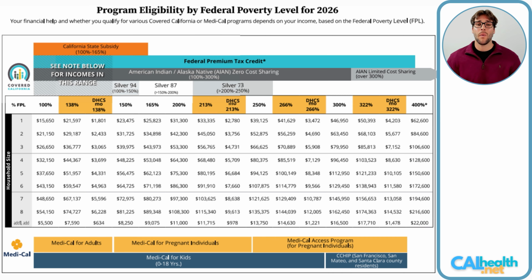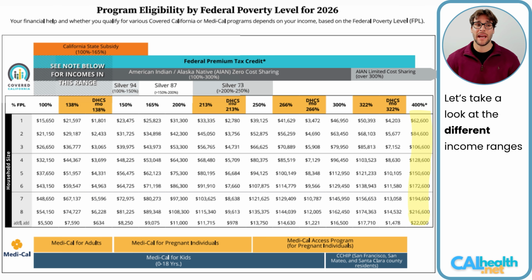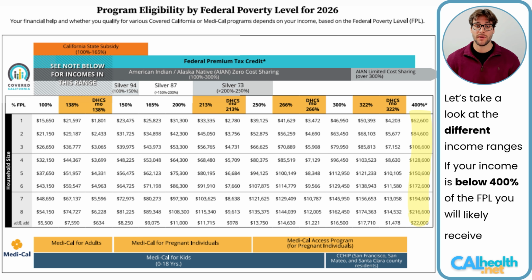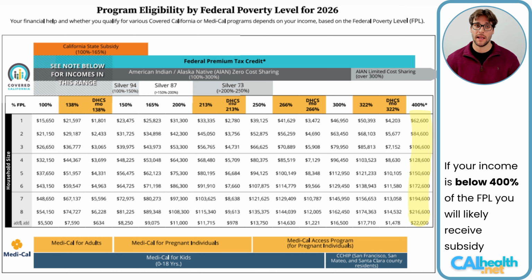So now that we looked at what type of income Covered California is looking at, let's look at the different ranges here in this chart. In 2026, Covered California made it so if your income is below 400% of the federal poverty line, you still receive subsidy. And if it's $1 over that federal poverty line, you completely lose the subsidy. In 2025, it was a little bit different where even at the higher income ranges, you could still receive the subsidy, but not anymore. This is a sharp cliff, so you completely lose it. And it's really important to note that.